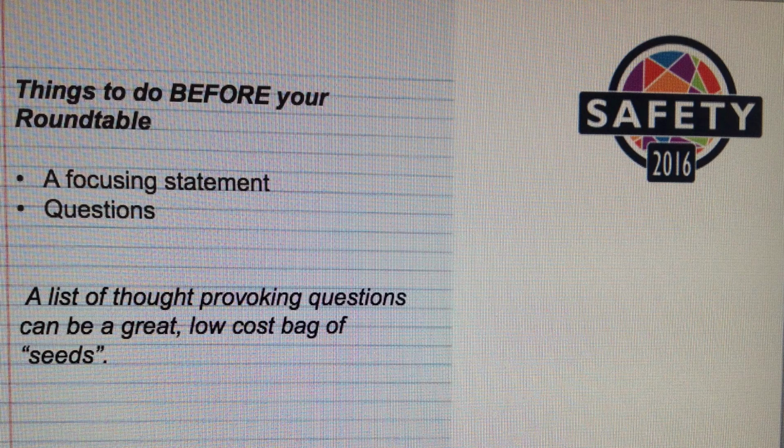But your role as a facilitator, again, is to keep people engaged, to get the discussion going. There are some things you can do to prepare yourself for that. Basically, there's two main things. First is a focusing statement. This is essentially what's in your roundtable description. It's what the basis of the discussion in your room will be about. But this should be a tightly worded goal of what the discussion should be centered around.